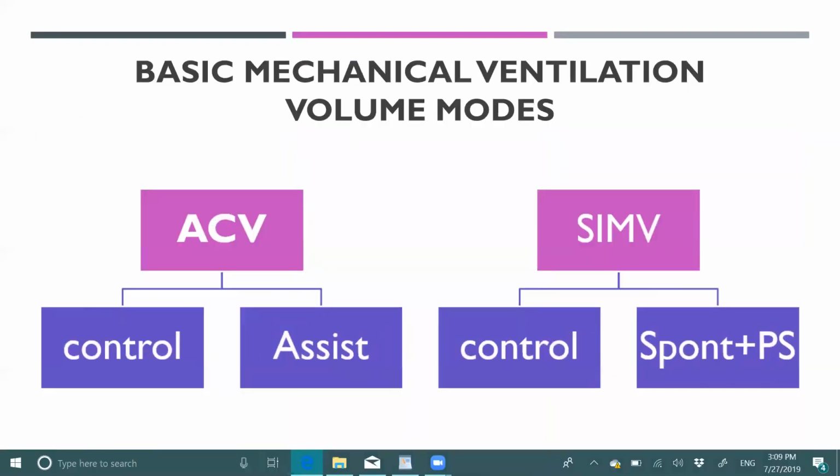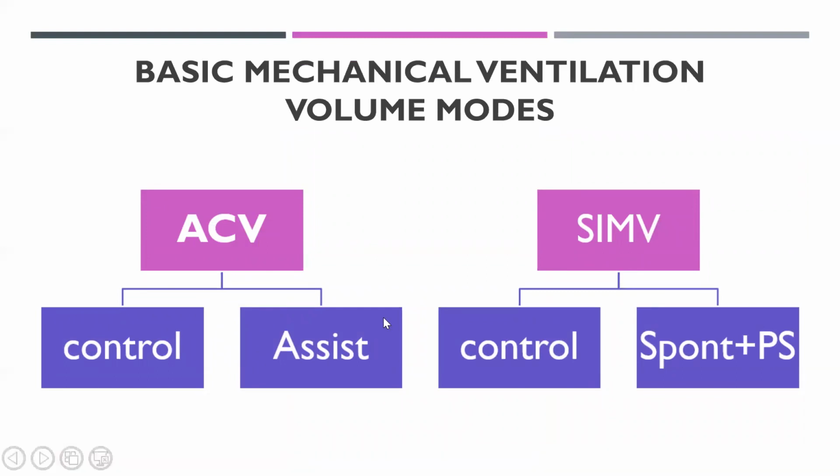Now we will have some examples of volume modes like ACV. What do we mean by ACV? ACV means Assist Control Ventilation. It's another term for CMV. CMV is Continuous Mandatory Ventilation. It will have control and assisted breaths. What do we mean by control and assisted breaths? We will talk about it in the next slide.